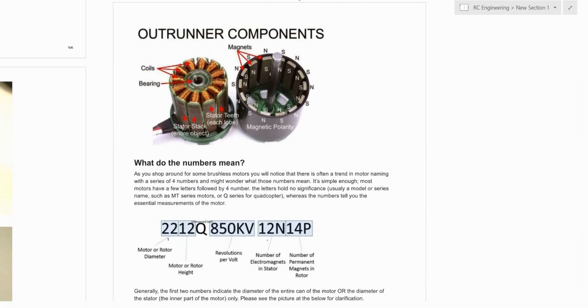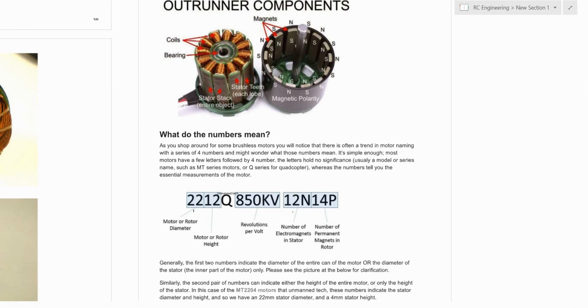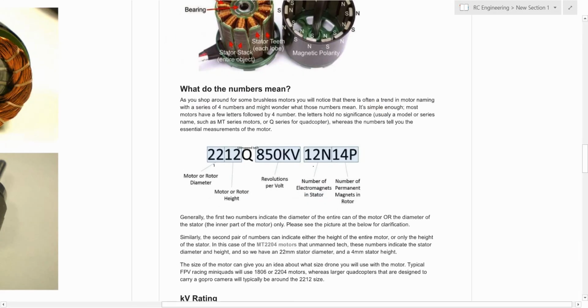So most things that you're going to see in RC are going to be brushless. So I'm going to go over a few of what the numbers are. I'm sure you've seen them when you go and look at brushless motors. So first main ones are these ones here. You've got 22 and 12.